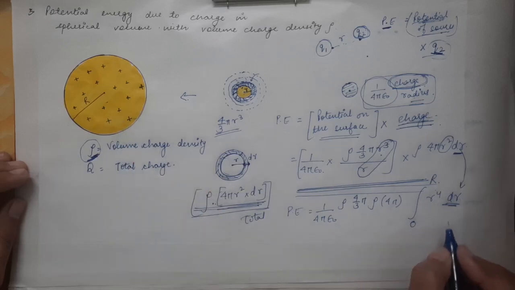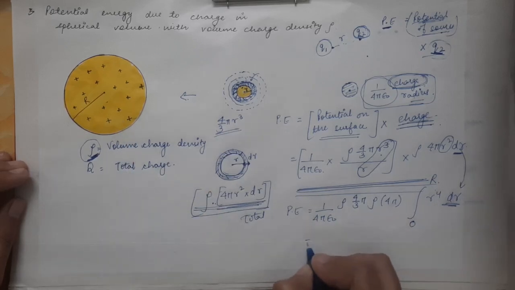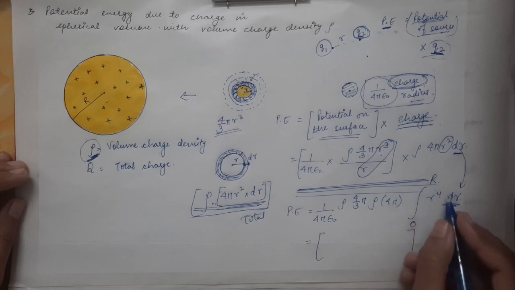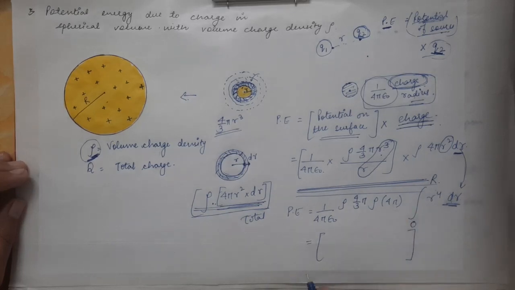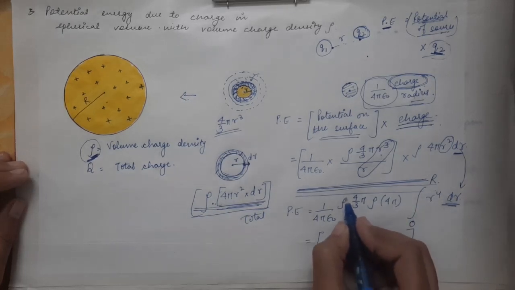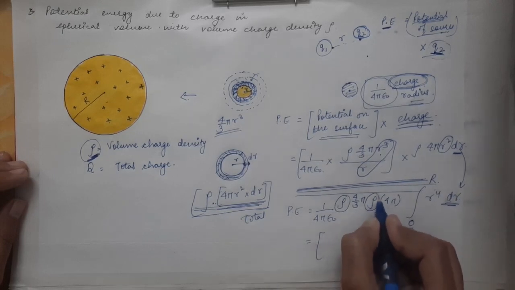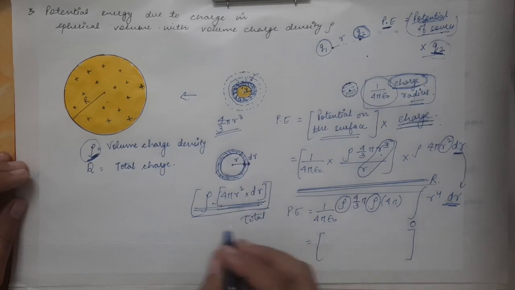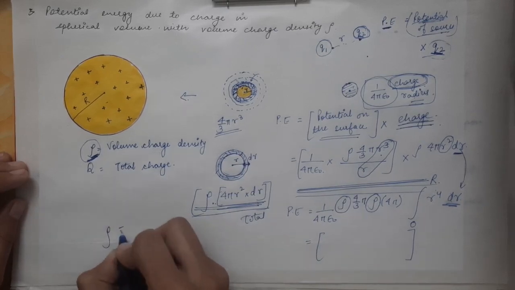So when you calculate it, you will get a certain relation. That is your homework. You have to solve this integral, put the limits, and you will get the final expression, which will be in the form of rho. And at the end of your calculation, you will replace rho with its formula.